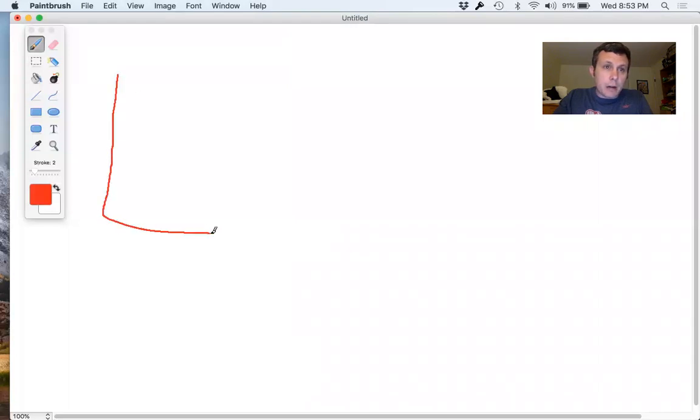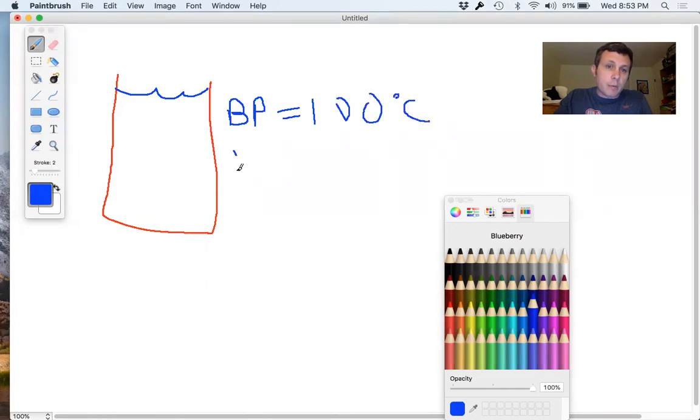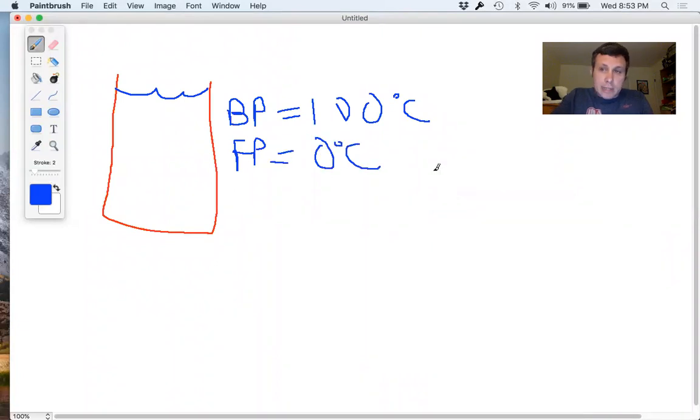So here I have a beaker, and inside the beaker, let's say I have some water. Now, water under normal conditions, we know, has a boiling point of 100 degrees Celsius, and it has a melting point, or a freezing point is usually what it's referred to, of 0 degrees Celsius. It turns out both of these things change as you dissolve substances into them. And so as you start dissolving things, two things happen.